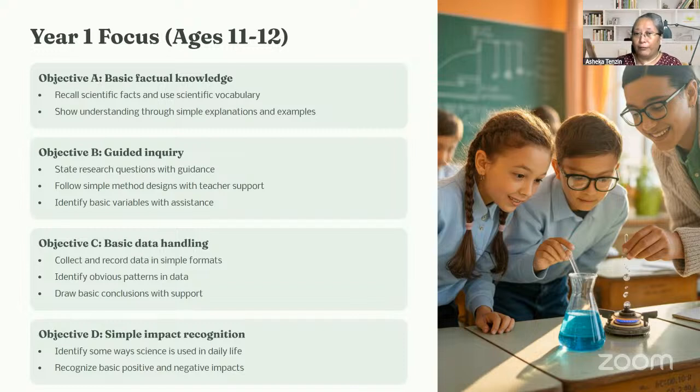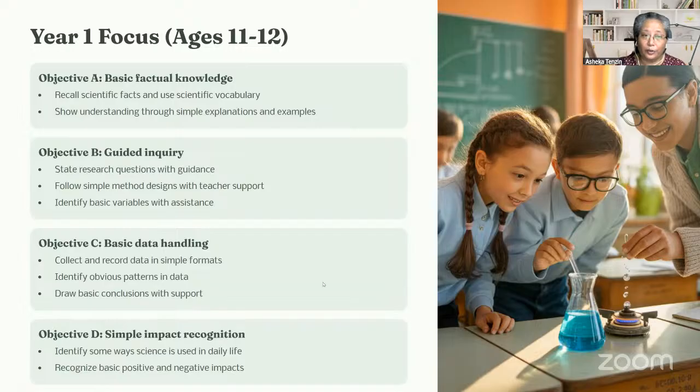In objective B, where you are looking at guided inquiry, okay, designing experiments. So here students will write research questions with the guidance of the teacher, because maybe the students don't know how to come up with a research question. So they will be guided by the teacher. They will follow simple methods, okay, with teacher support. They will write the procedure with the help of the teacher, and they will identify basic variables with the help of the teacher. So if you see over here, it is guided inquiry. The teacher helps the students with the inquiry, with the lab investigation.